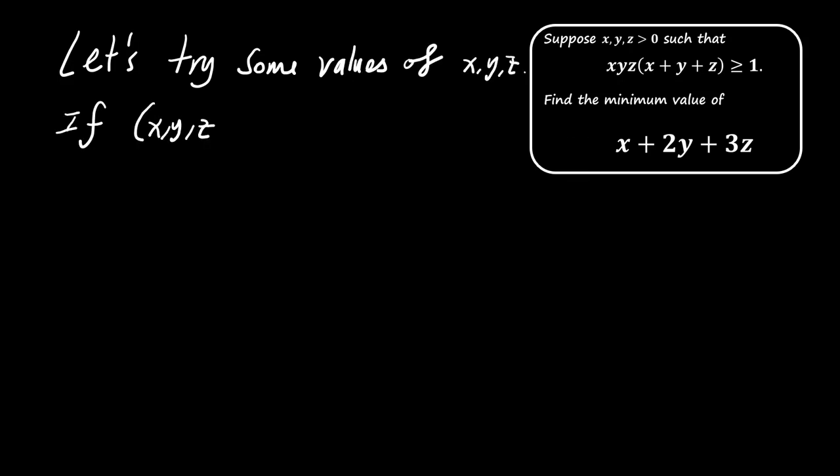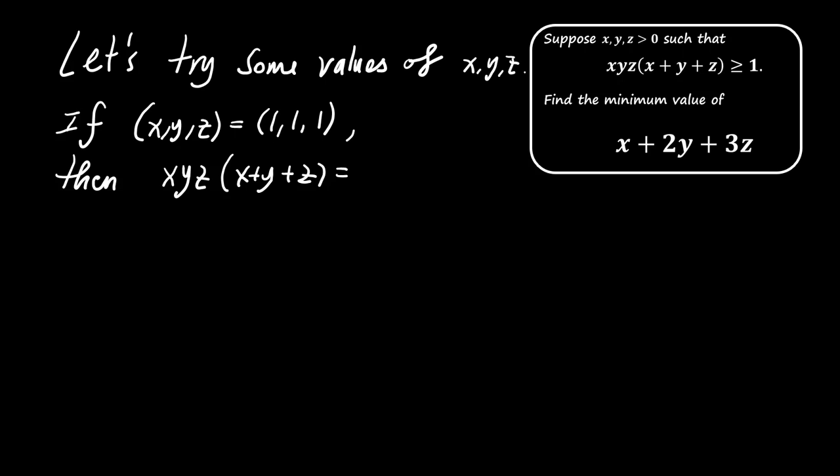First, try x equals 1, y equals 1, and z equals 1. We get that the product of x, y, z times the sum of x, y, and z is 3, which is greater than or equal to 1. Thus, the inequality holds, and the value of x plus 2y plus 3z is 6.